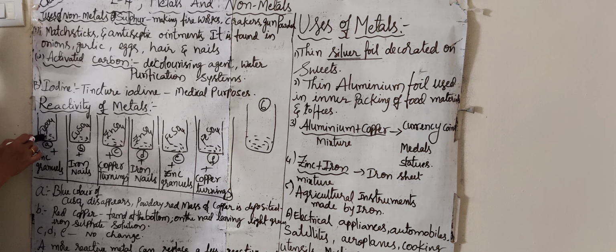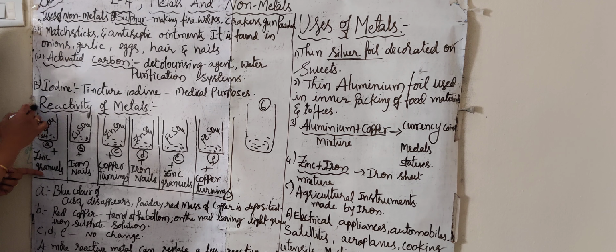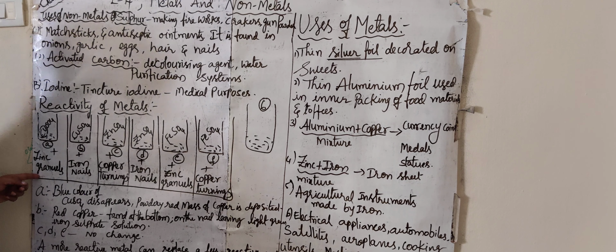First, due to the copper sulfate, the solution is blue in color. But after adding this zinc granule to it, after some time the blue color disappears from the solution. Due to the addition of zinc granules in beaker A, the blue color disappeared.